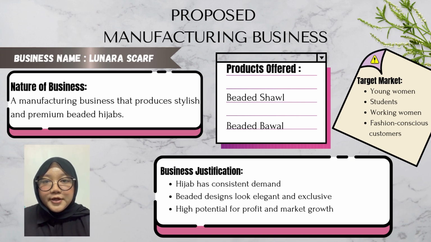The two main products offered by Lunara Scarf are beaded shawl and beaded bawal. The beaded shawl is suitable for customers who prefer a long and flowy hijab style. It can be worn for casual wear, office wear, or special occasions. The beaded bawal is suitable for customers who prefer a simple and neat hijab style. It is comfortable, easy to wear, and suitable for students and working women.